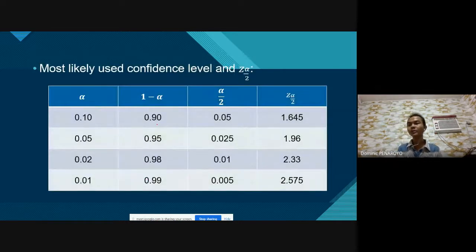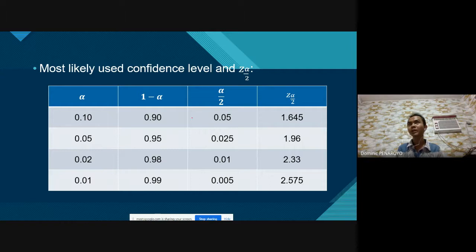Alright, so again, this is the Z alpha over 2 that we use, the most likely used confidence levels. For 90%, we have 1.645. For 95%, we have 1.96. For 98%, we have 2.33. And for 99%, we have 2.575.